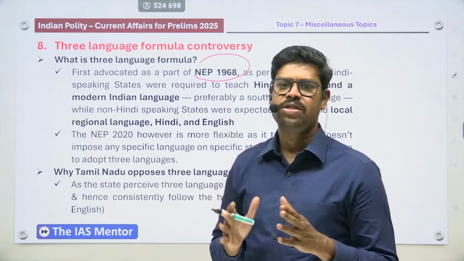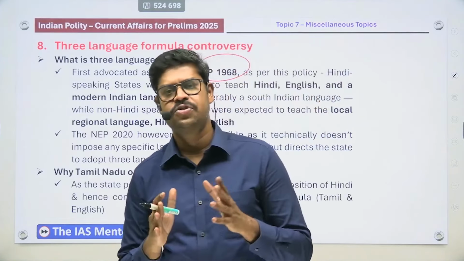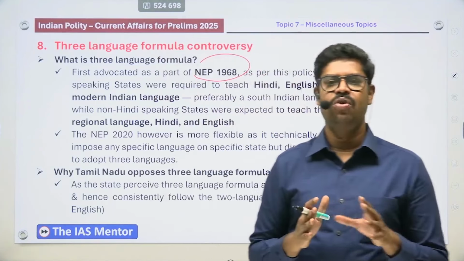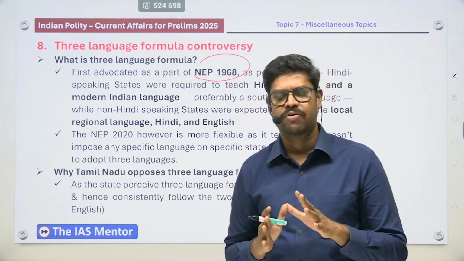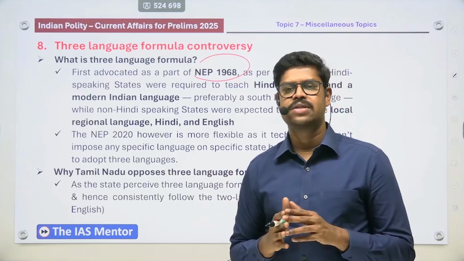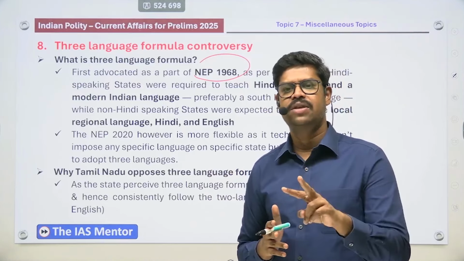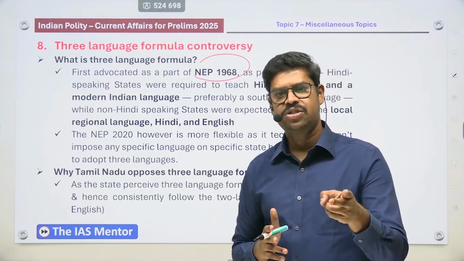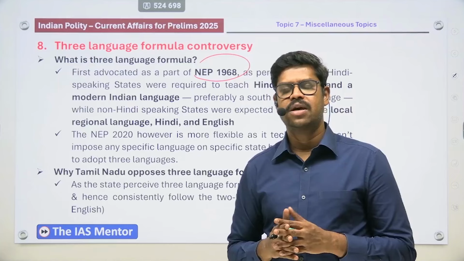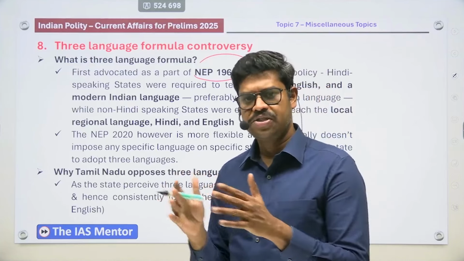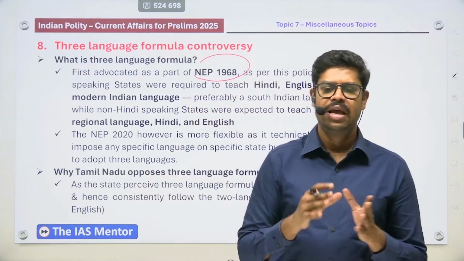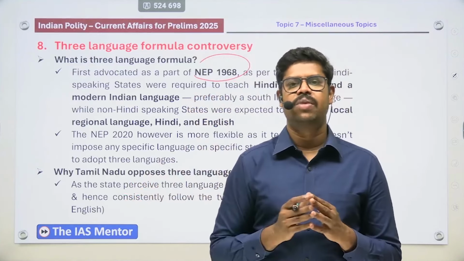Now, this is the 3-language formula, but in the case of Tamil Nadu, from the very beginning they have been following a 2-language formula. Whether it is right or wrong, we are not getting into that. What are the 2 languages that they follow? English in addition to their own regional language, that is Tamil. If you look into their history, there has been a continuous agitation against the imposition of Hindi, and consistently this 2-language formula has been followed.